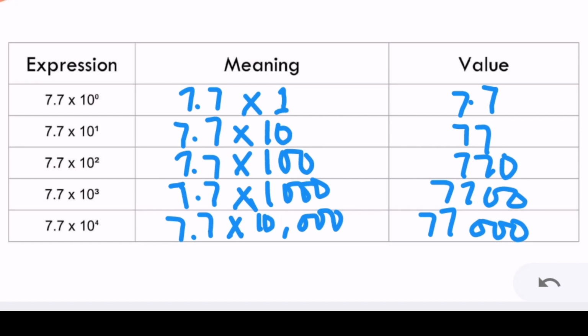Now, for the third case, 7.7 times 10 raised to positive 2, it became 770. How many times did the decimal point move? 2 times, and to the right side as well. And for 7.7 times 10 raised to 3, it became 7,700. If you will notice, the decimal point moved 3 times to the right: 1, 2, 3, to become 7,700. And for the last one, 7.7 times 10 raised to 4, it became 77,000. This time the decimal point moved to the right 4 times: 1, 2, 3, 4. That's why we have 77,000.